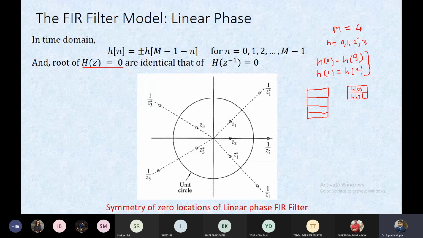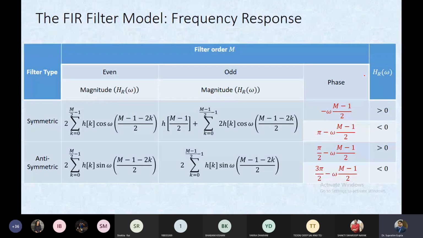So this linear phase gives us some advantages, and if we summarize what will happen for different conditions of M, that means if it is an even or an odd function, we can have a symmetric, that means h[n] equal to plus h[M minus 1 minus n], or antisymmetric, that means h[n] equal to minus h[M minus 1 minus n]. Then if we see the magnitude of the real component of Hr for odd and even cases of M, we'll find these expressions.